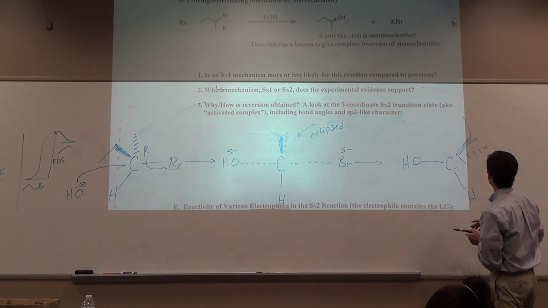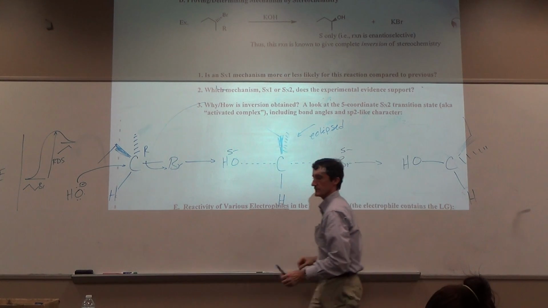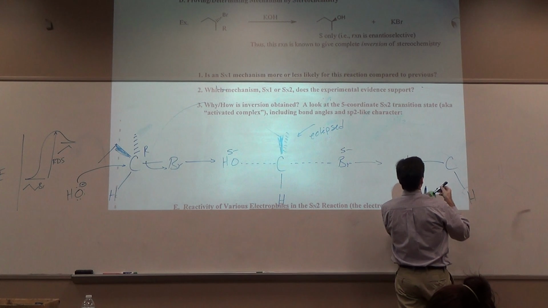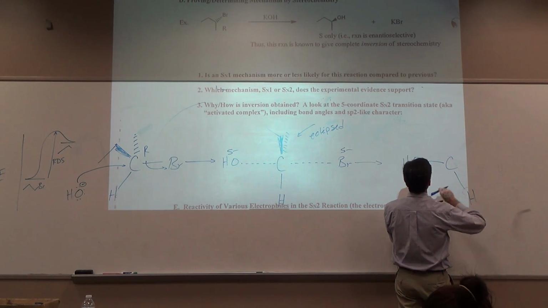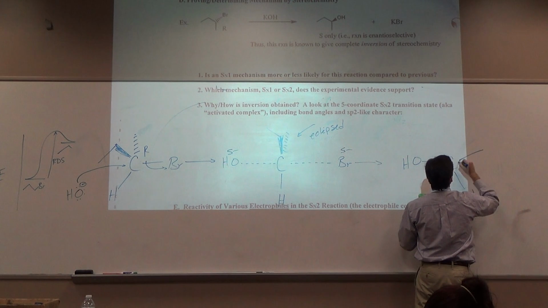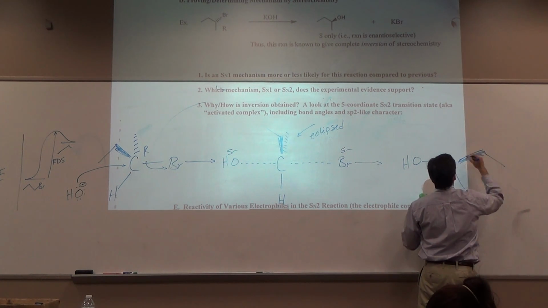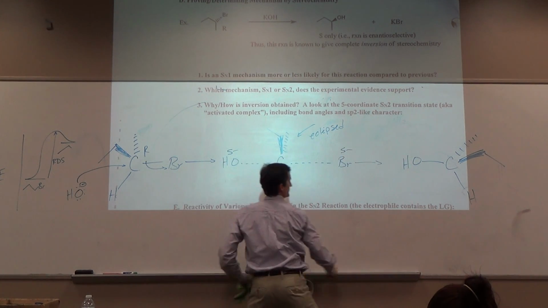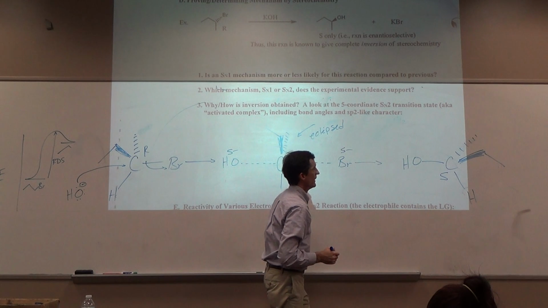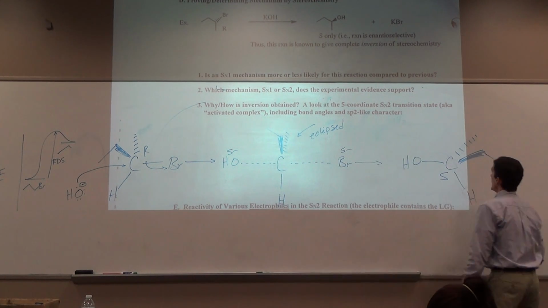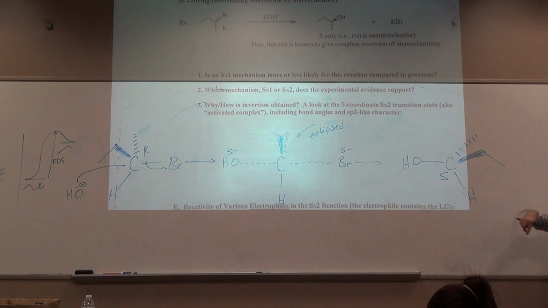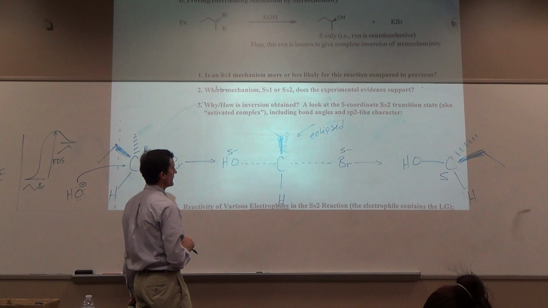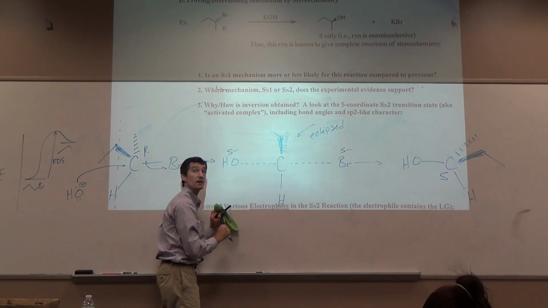This is not drawn well. Let me draw this a little bit differently. That's sufficient. It just doesn't look good to me. We want the ethyl. The ethyl's still going to be there, like that. That's R. This should be S now. OH. No, yeah, that's S. We get inversion.